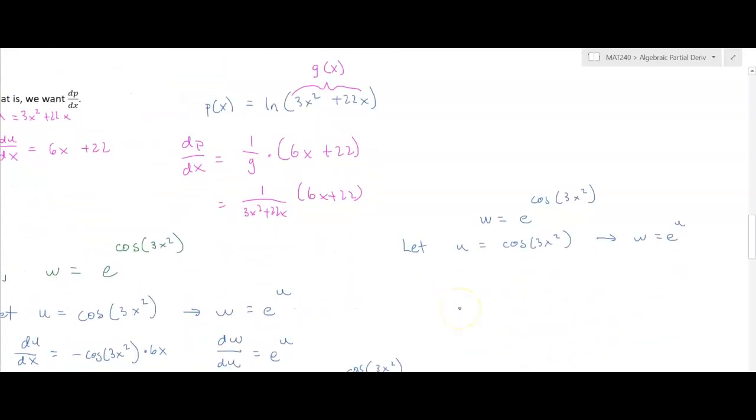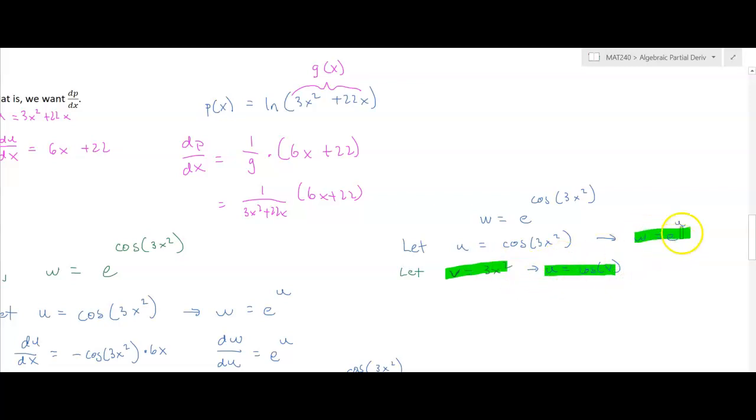So to show how we can use the chain rule in multiple steps, because I can't yet take the derivative of u, I can also say let v equal 3x squared. Let v equal 3x squared. So that would then imply that u is equal to cosine of v. So now I have three functions. I'm going to go ahead and highlight them here. I have w equals e to the u. I have v equals 3x squared. And I have u equals cosine v.